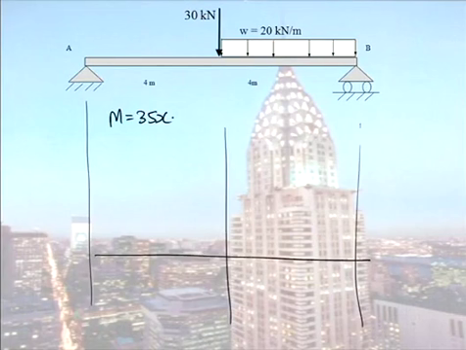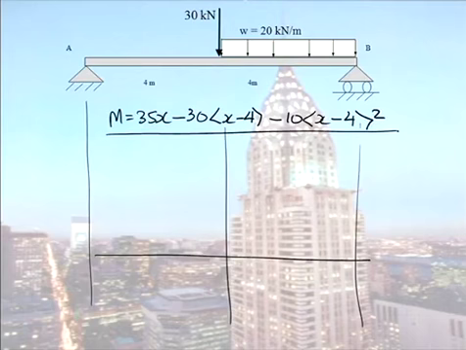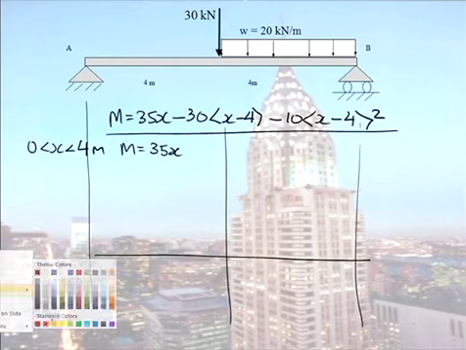Remember, these bracketed terms now are all singularity brackets. Whenever the term in the bracket is negative, it disappears. So between x and 4 metres, what's the expression for my bending moment? Just a straight line.